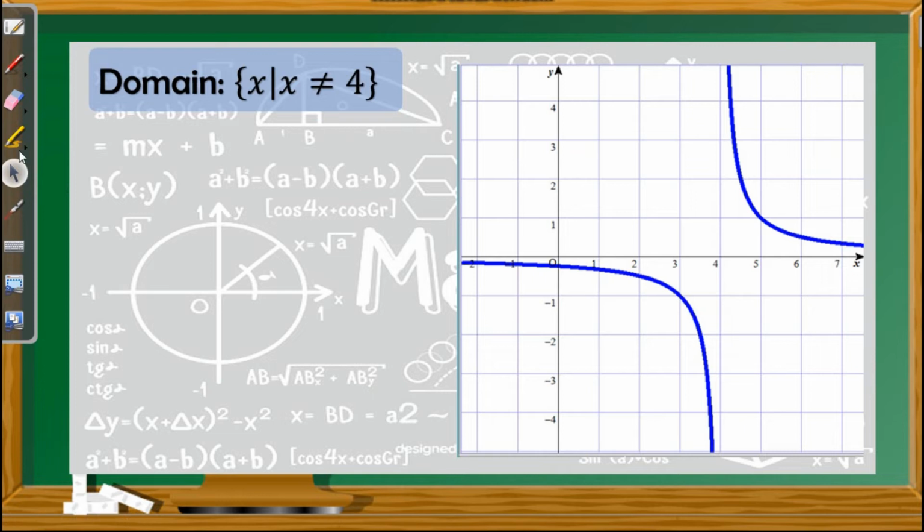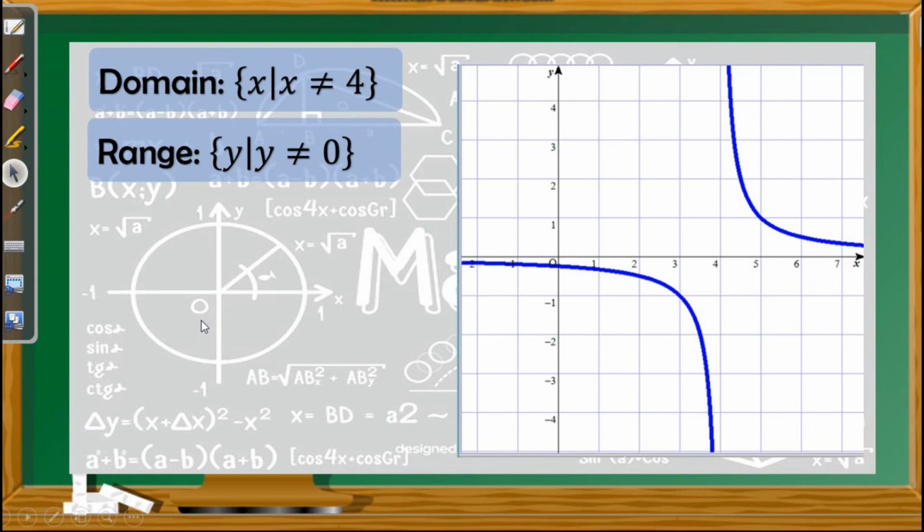As for the range, as we can see on this graph, on the y-axis, this one is going downward continuously, this one going upward continuously. So all positive and negative values are part of the y except for 0. Therefore, the range is y not equal to 0.